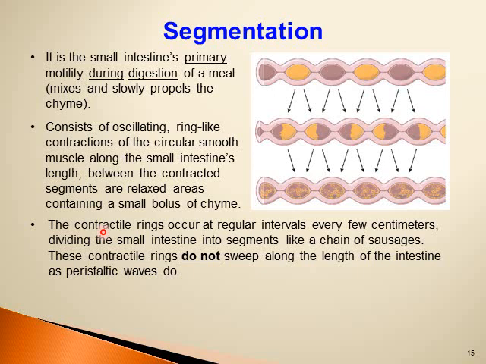So the contractile rings occur at regular intervals every few centimeters, dividing the small intestine into segments like a chain of sausages. These contractile rings do not sweep along the length of the intestine as peristaltic waves do. So these contractions don't move, they just contract and then relax. No contraction will sweep down the small intestine like what happens in peristalsis.